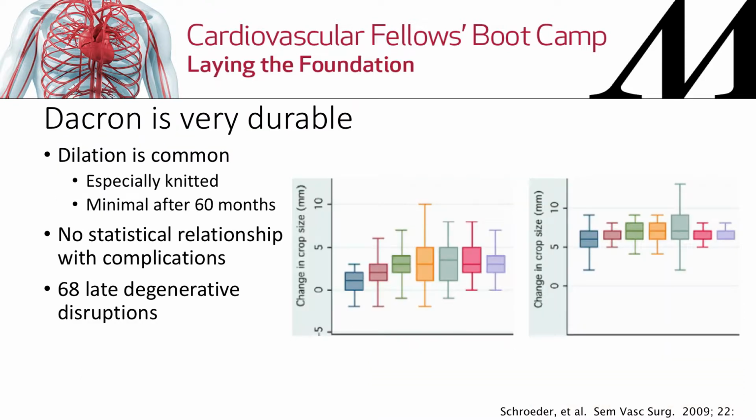woven or knitted. Dacron is extremely durable, but dilation is pretty common, especially within the first month and then up to 5 years, after which the dilation stabilizes out. The amount of dilation that you experience, there's no statistical relationship with complications. In the literature, one of the most thorough reviews on this topic was published in 2009, and they found 68 late degenerative disruptions that were only due to degeneration of the Dacron itself. They excluded infections. So if you consider the vast number of Dacron implants that have been placed, 68 is pretty small. So Dacron is very durable.